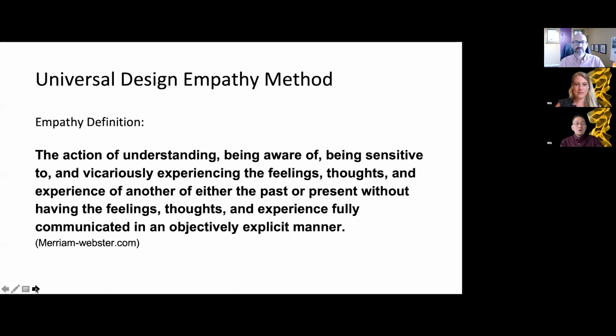A basic definition of empathy is the action of understanding, being aware of, being sensitive to, and vicariously experiencing the feelings, thoughts, and experience of another, of either the past or present, without having the feelings, thoughts, and experience fully communicated in an objectively explicit manner. In other words, having not experienced something, but imagining what that feeling would be like from that person's perspective.